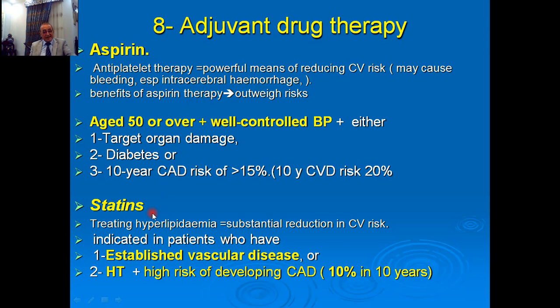The other, statin, antilipid, treating hyperlipidemia, will have substantial reduction in cardiovascular risk. It is indicated in patients who have established vascular disease, whether he is hyperlipidemic or not. For example, a patient with ischemic heart disease, you should give lipid-lowering agents even if his blood lipid is normal. And the second issue, if you have hypertension with high risk of developing coronary artery disease, a 10-year diabetic patient, for example.